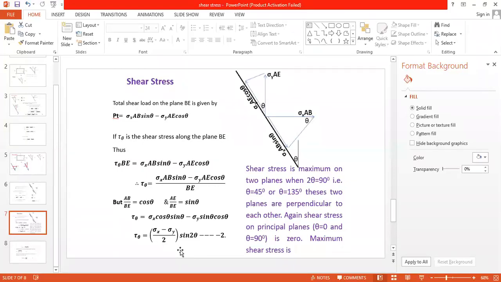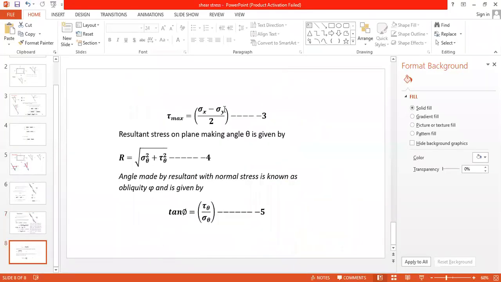Okay, and you see the maximum shear stress. In this case, maximum shear stress is sigma by 2. Am I right? Sigma by 2. Now here maximum shear stress is sigma x minus sigma y by 2. Now when we put sigma y equal to 0, you will get the derivation similar to the first case. Okay. Now have you got up to here? Yes, sir.